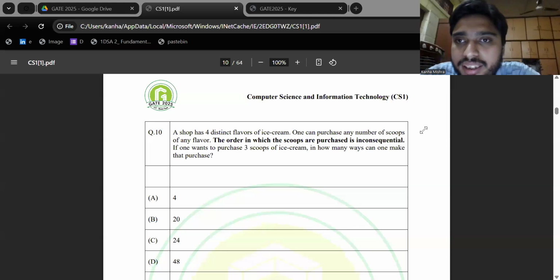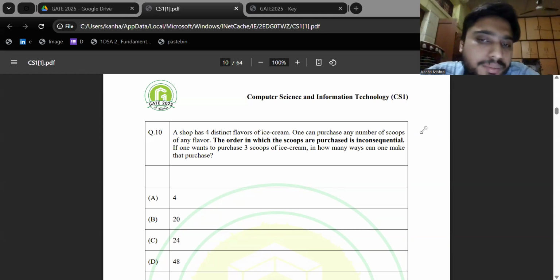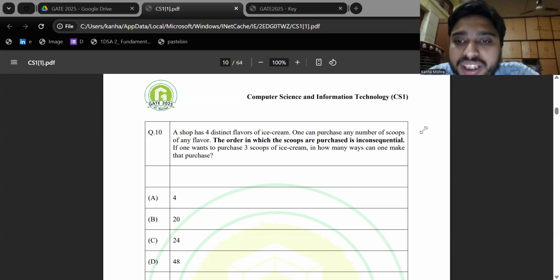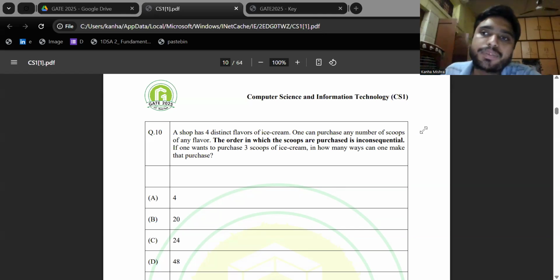Hello everyone. Let's talk about question number 10 of the GATE 2025 CS1 paper. A shop has four distinct flavors of ice cream. One has to purchase any number of scoops of any flavor. One day, the order in which the scoops are purchased is inconsequential. If one wants to purchase three scoops of ice cream, in how many ways can one do that purchase?